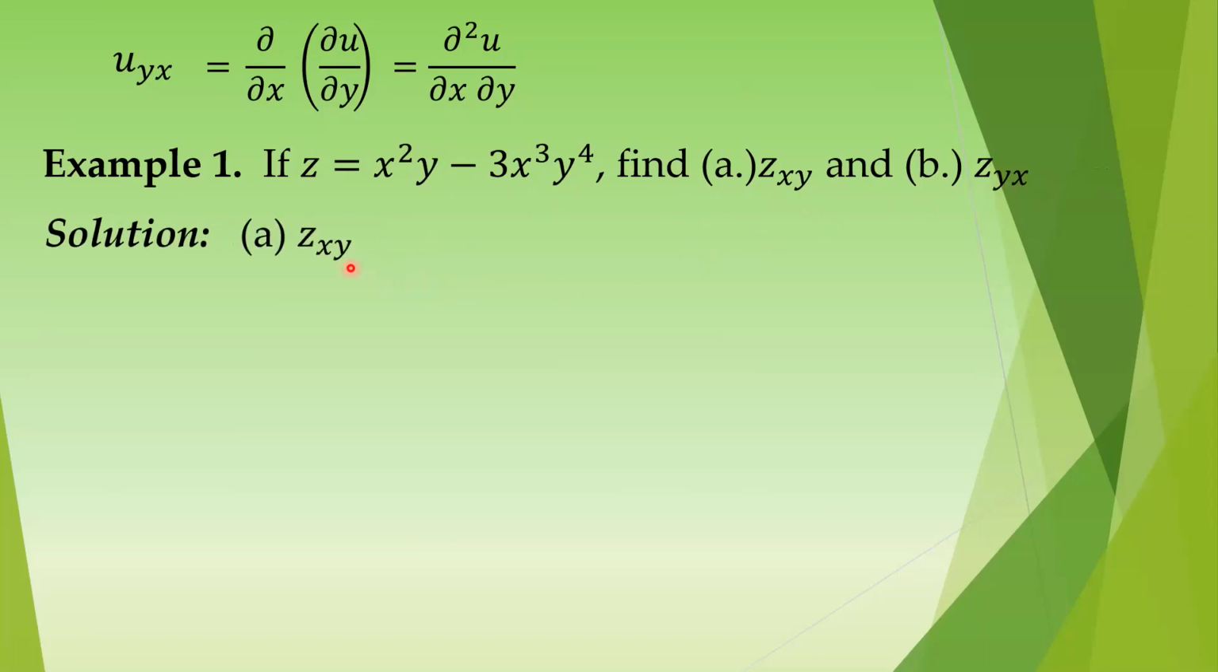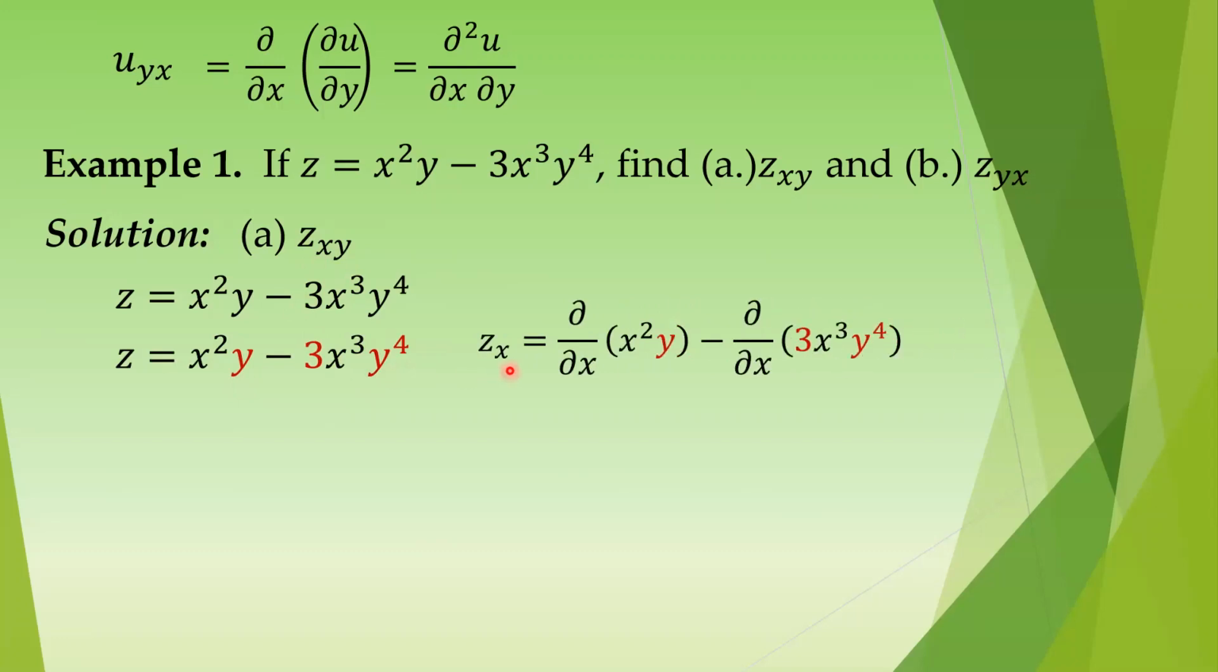First, letter A muna tayo. Z sub xy muna. Again, z equals x squared y minus 3x cubed y raised to 4. And we are going to find first z sub xy. So meaning niyan, simula muna tayo sa with respect to x ang variable, kaya yung y ay magiging constant. Then z will become x squared y minus 3x cubed y raised to 4. So binago ko yung font color ng constant. Yung y ay constant, 3 ay constant din, same with y raised to 4. Kasi tayo ay with respect to x dito.